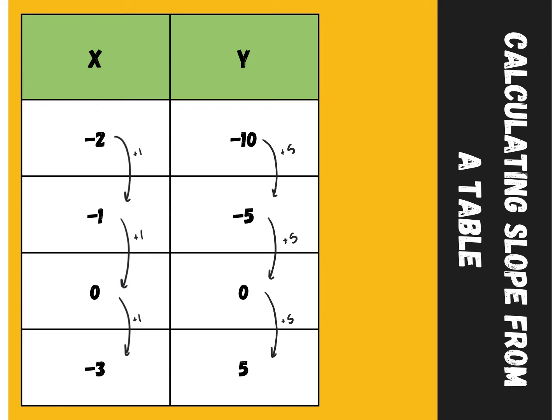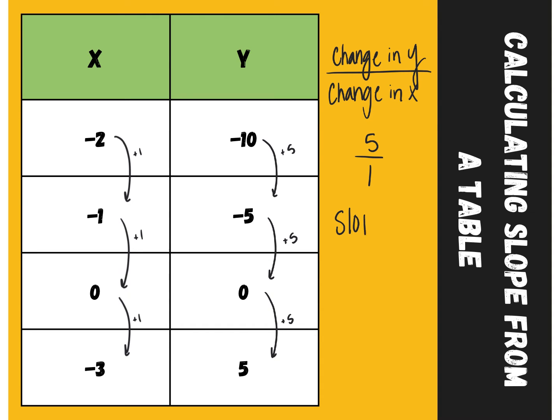Now, to calculate the slope, we're really looking at how the two change together. I want to know the change in y, and I want to compare it to the change in x to figure out how y is changing as x increases each unit. In this case, the change in y is 5, and the change in x is 1, which means that my slope for this line is 5.